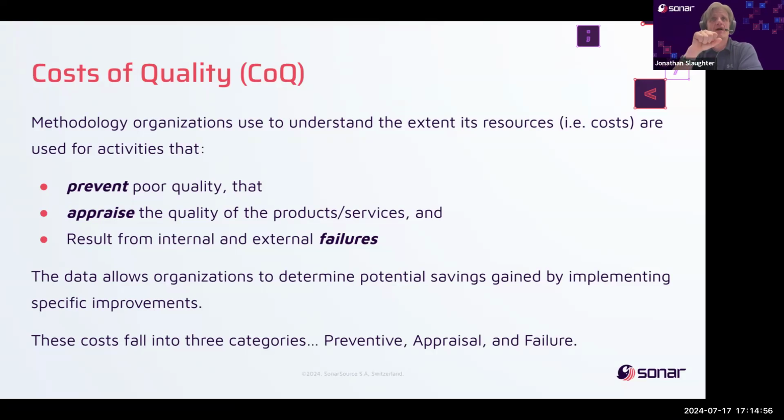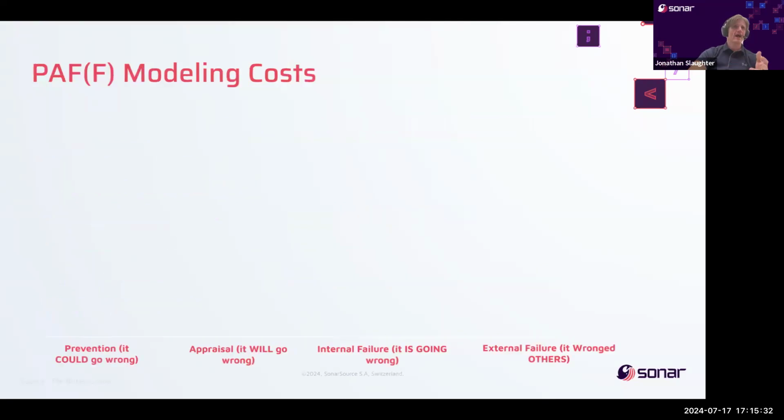Failures are where we've had a situation where something has escaped internally or externally out into the wild. From a security standpoint or a quality standpoint, we'll talk about some specific examples in a minute. This data really does allow organizations to determine the potential savings gained by implementing specific improvements. So what's the cost to implement something in prevention versus the cost of implementing something in the appraisal stage. We'll start talking about that. These costs fall into three categories. You can see I highlighted them, so they're kind of obvious. Preventive, appraisal, and failure. We call this PAF modeling.